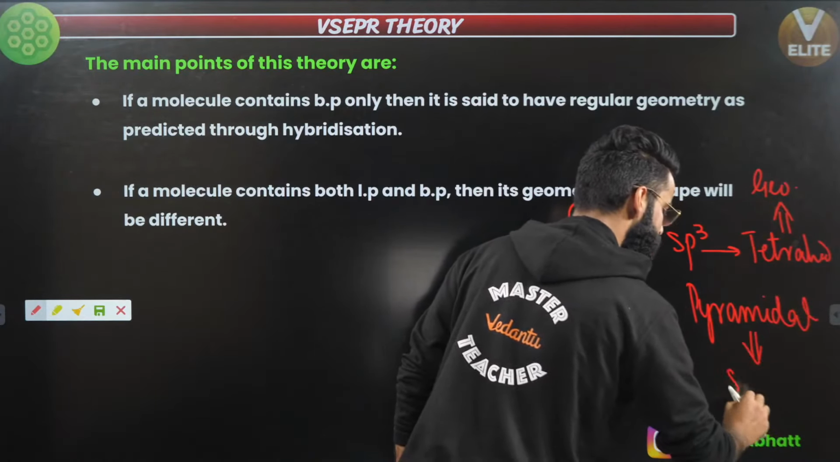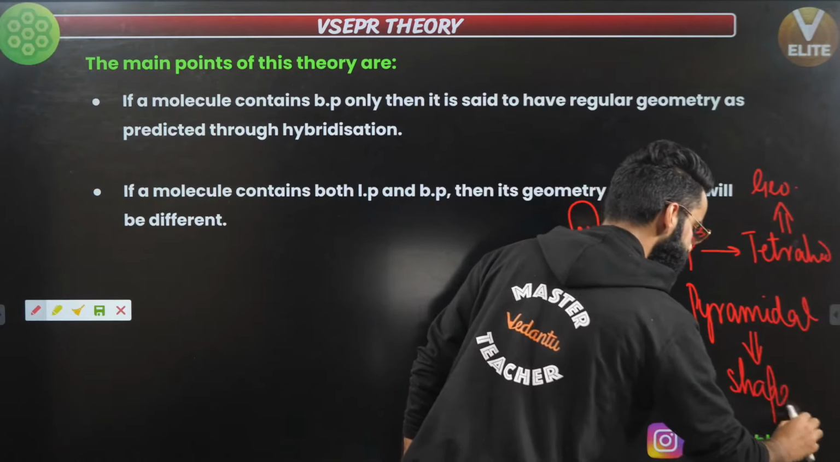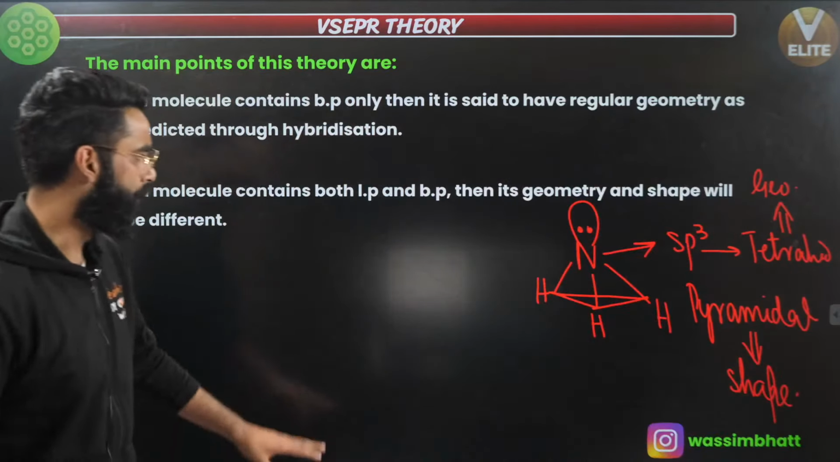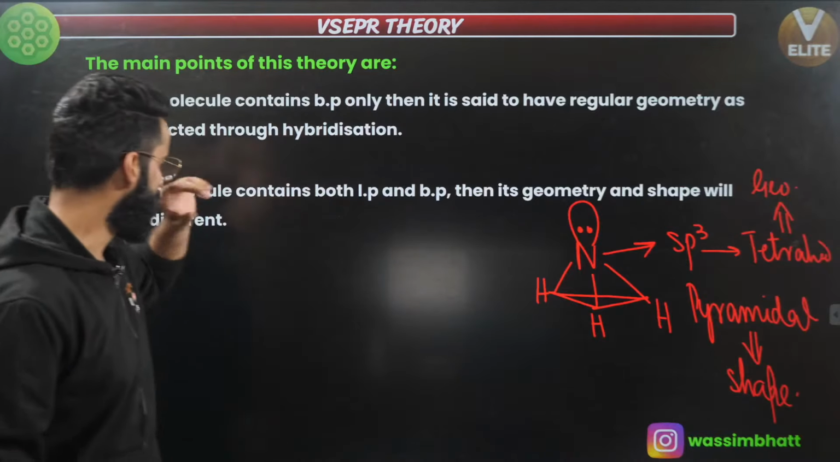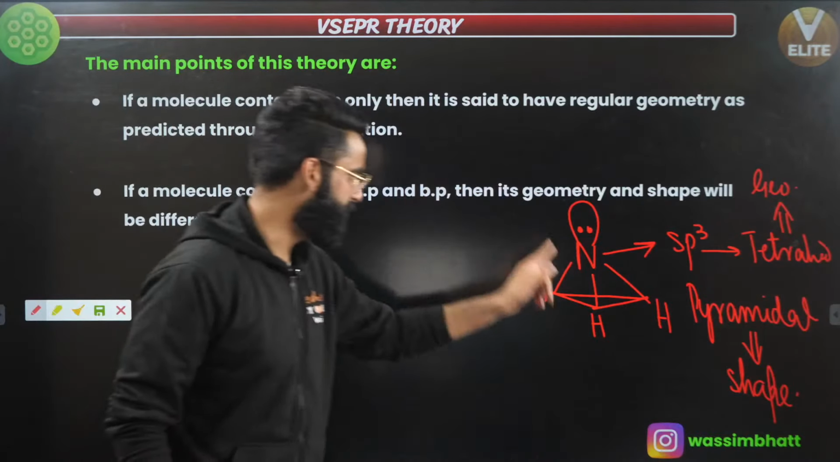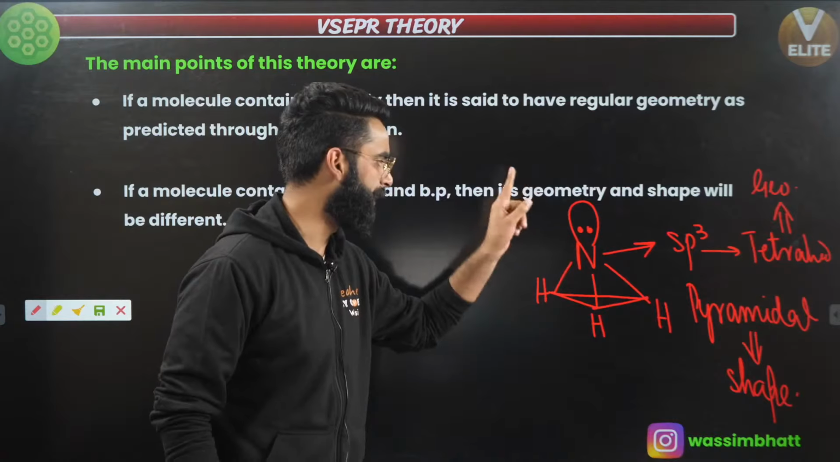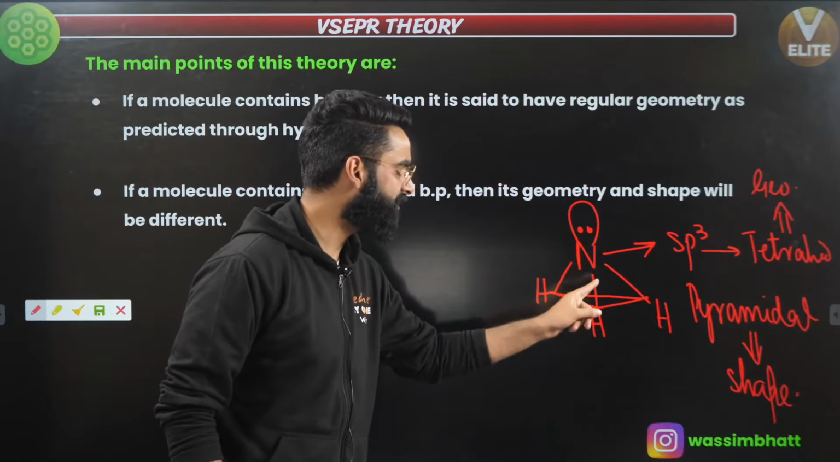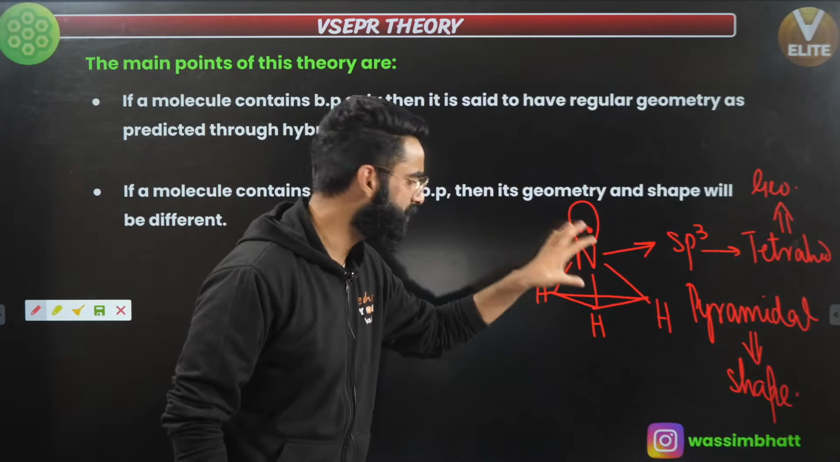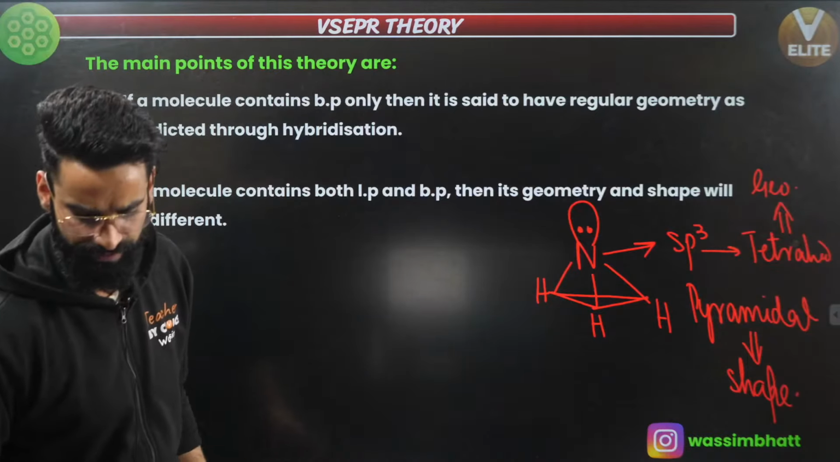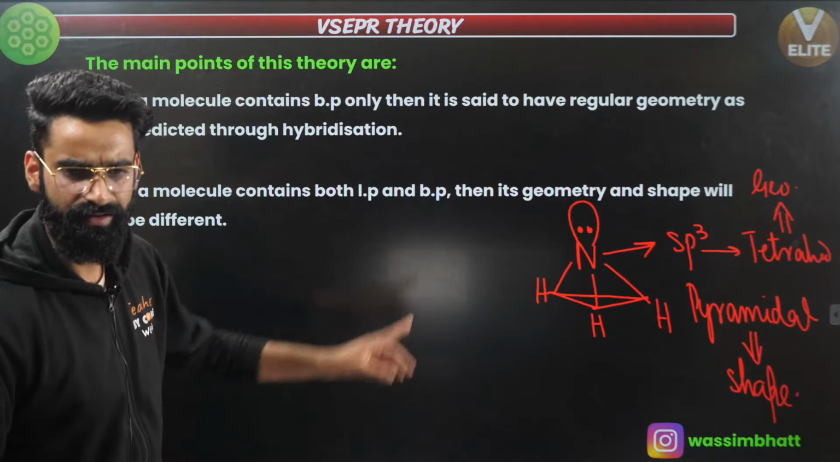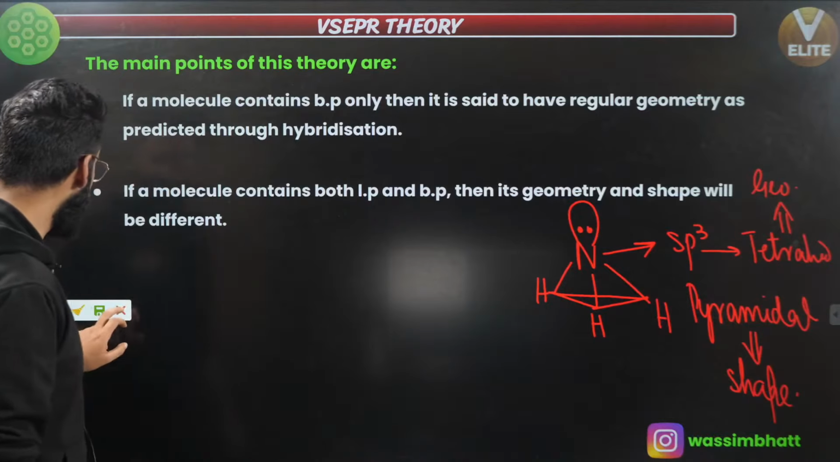The point which I want you to take note of is this: whenever you have a molecule in which there are bond pairs, and apart from the bond pairs there is a lone pair on the central atom, at that time the geometry and the actual shape of the molecule are going to be different, right? Remember this.